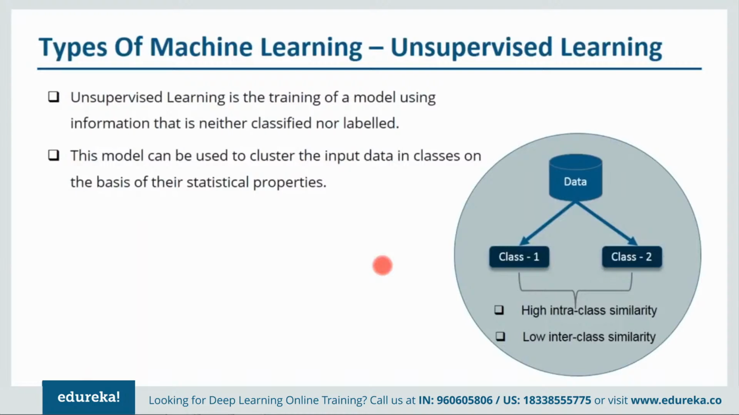I can make certain classes of people on whom I should focus more as compared to the other class. So this was just an example, guys. You can use it in various other fields as well. So in marketing, this is how you can use unsupervised learning.